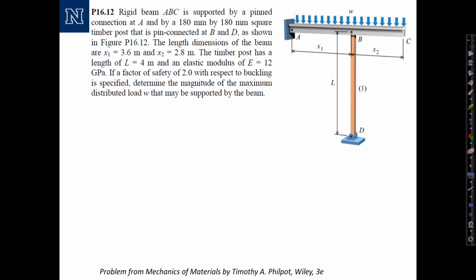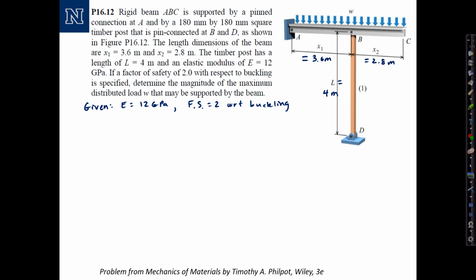The length dimensions of the beam are x1 equals 3.6 meters. Let's note that, 3.6 meters. x2 equals 2.8 meters. Let's note that. The timber post has a length of 4 meters, so L equals 4 meters, and an elastic modulus of E equals 12 gigapascals. The factor of safety of 2 with respect to buckling is satisfied. Factor of safety equals 2 with respect to buckling.